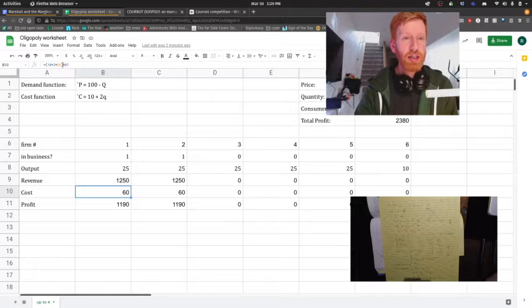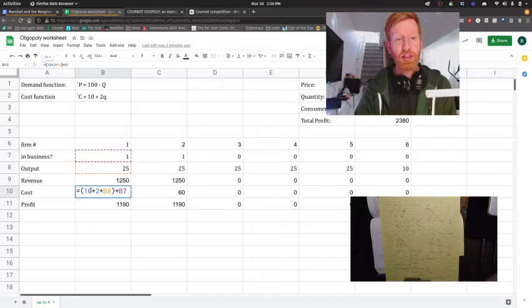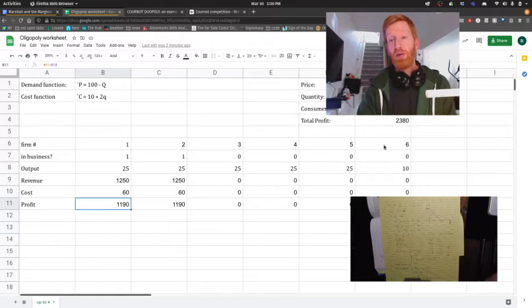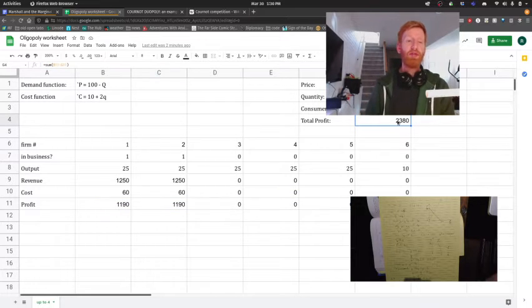Here it gets a little trickier, but really not that much. We've got the cost function, so we're just saying your cost is $10 plus 2 times however many units you produce if you're open. If you're closed, we multiply it by 0, so we get these zeros down here. And then our profit is just revenue minus cost. Nice and easy. So 1250 minus 60 gives 1190. And then we can add up this whole row to show the total profit for all the competitors, for the industry as a whole.